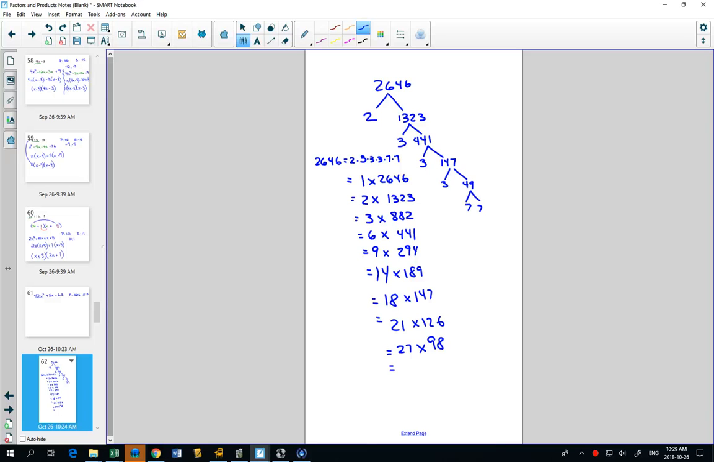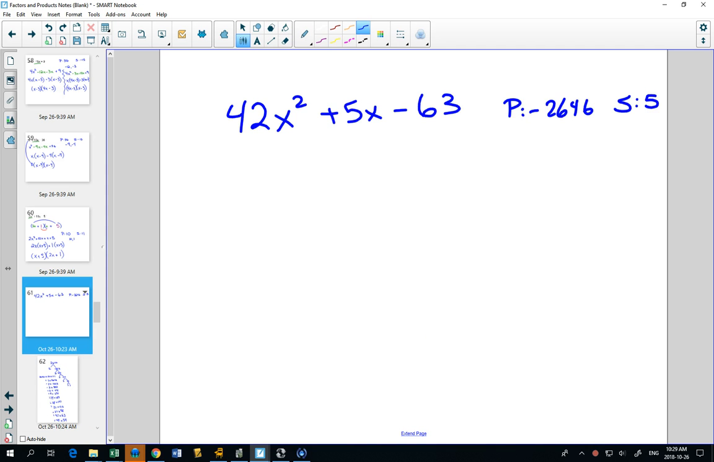So which number do you want to try after this? 42? Still not a difference of 5? 49? Oh, look at that. And so 49 times 54, so now we go back to here and say it's going to be 54 and negative 49. All that work to find those two numbers.